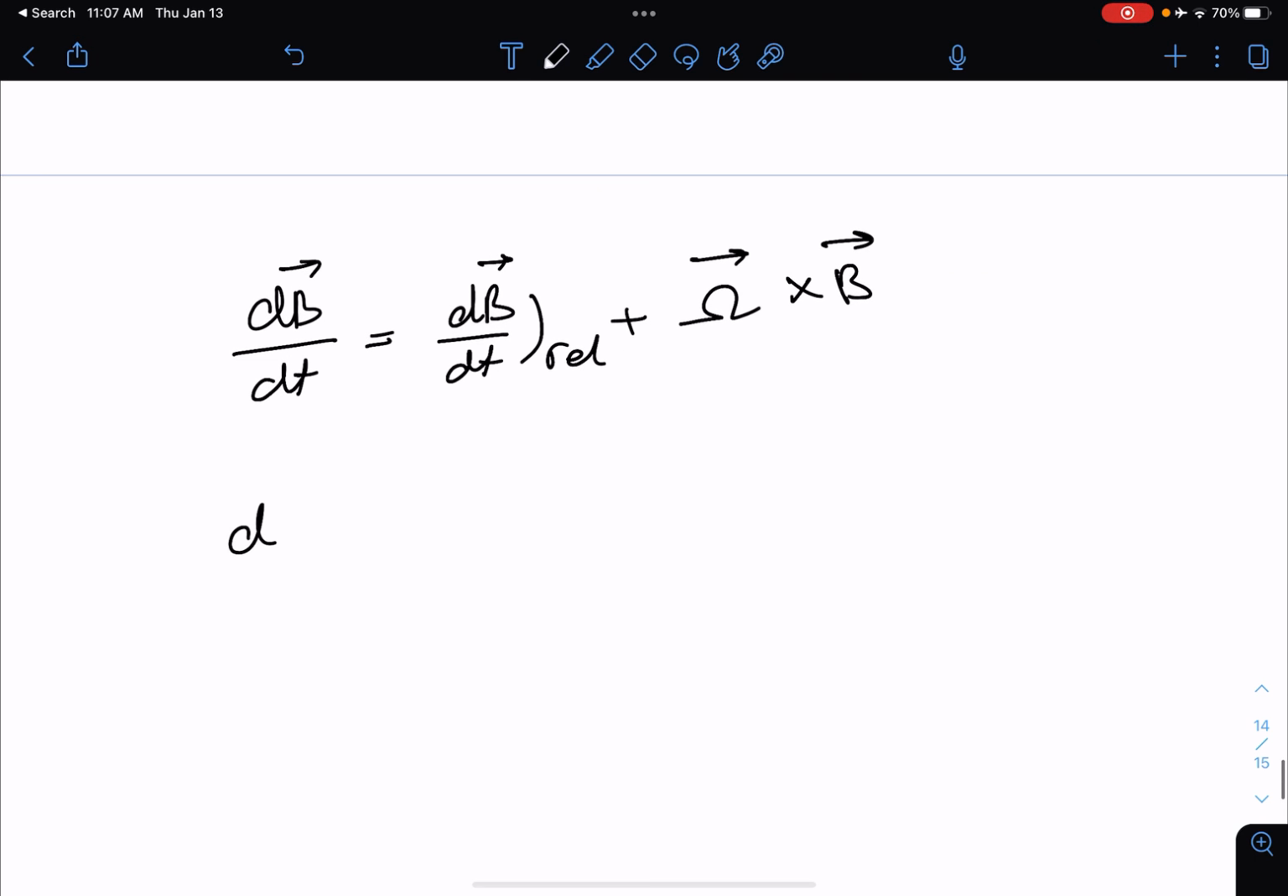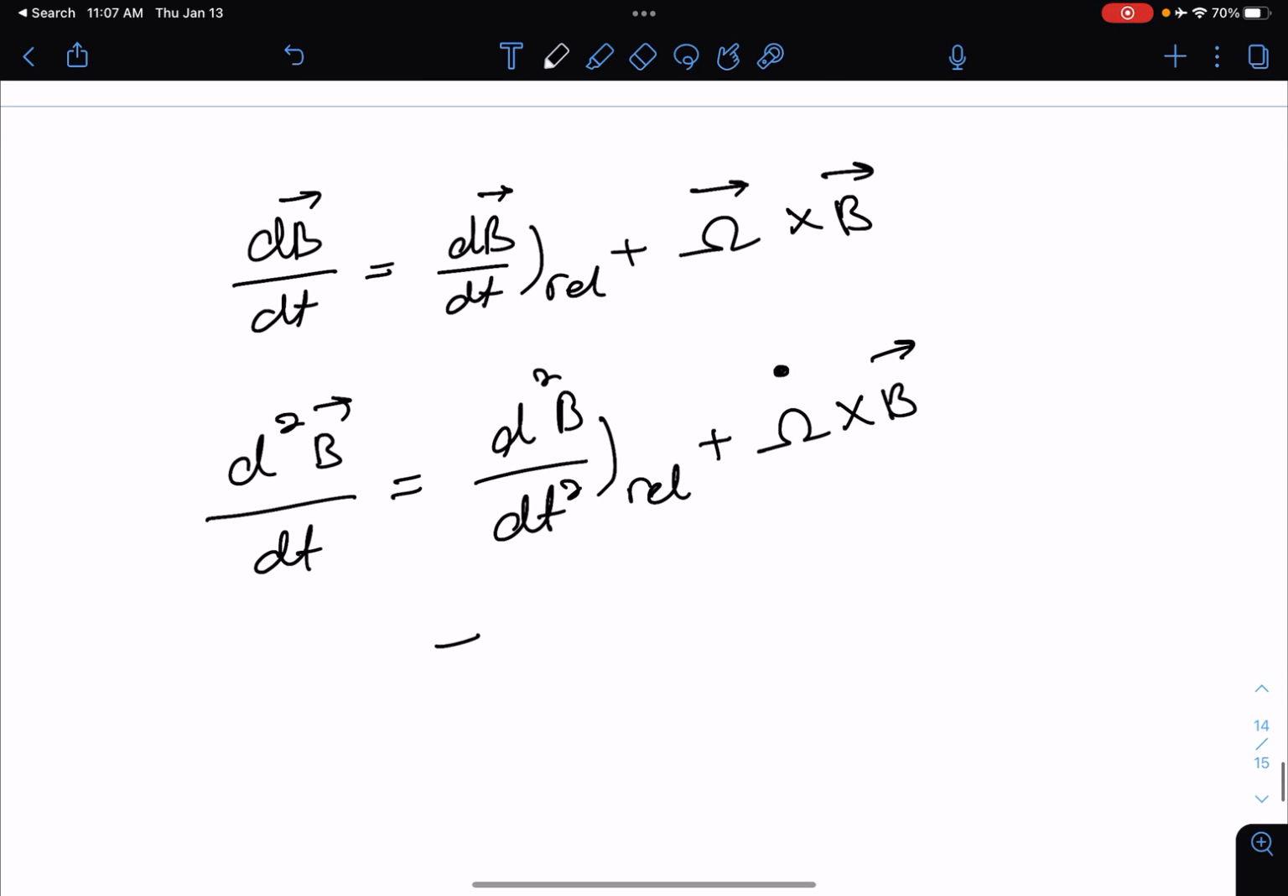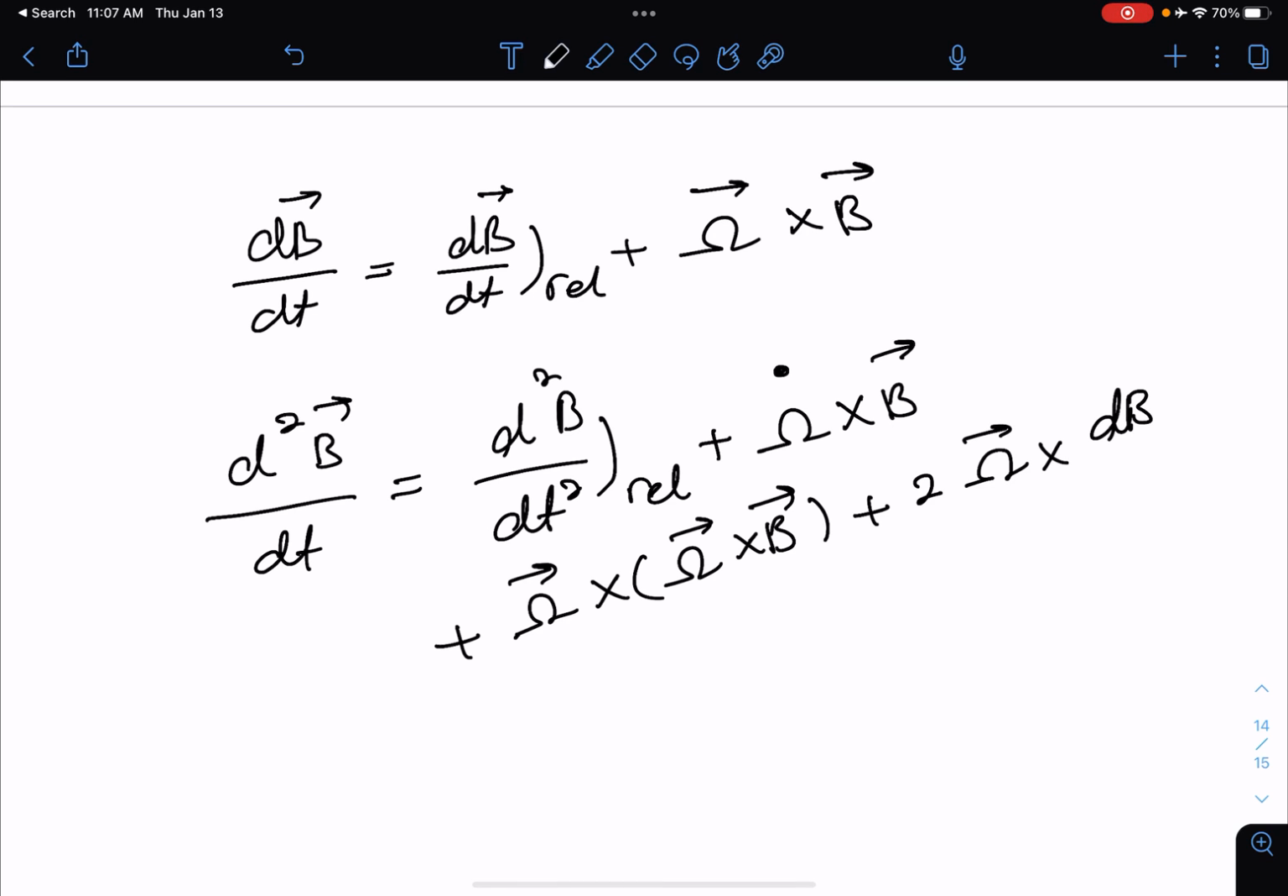Ready? Okay. And the second derivative with respect to time is also going to look weird, so be ready for it. This one is actually a little bit longer. The second derivative of vector B with respect to time is going to be the second derivative of vector B relative to the moving frame, omega dot cross B, plus omega cross omega cross B, plus 2 omega cross dB dt relative.